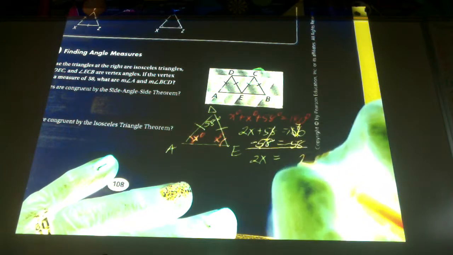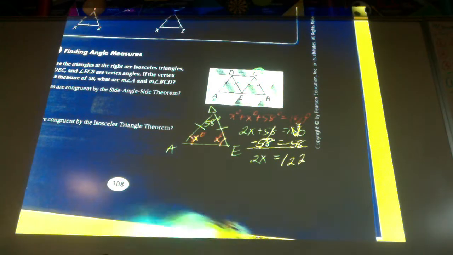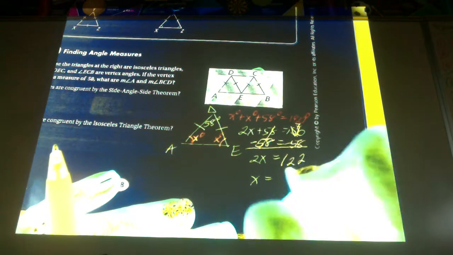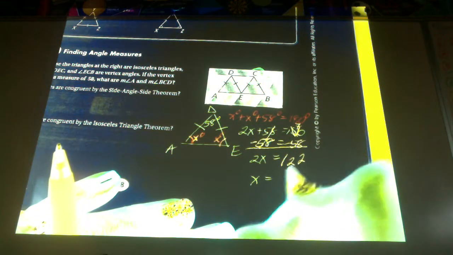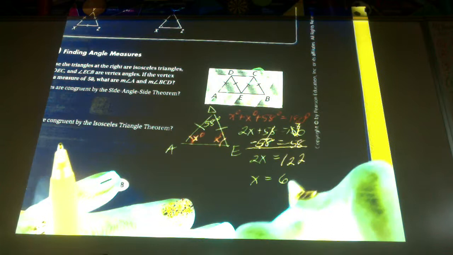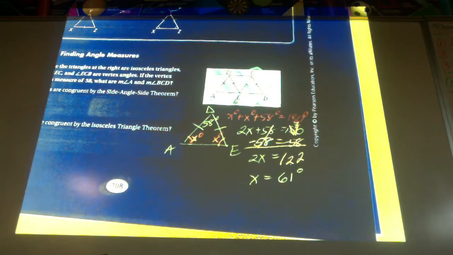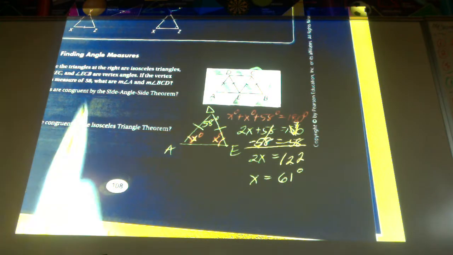And we get 2x is equal to 122. So what does x equal? Divide 12 by 2, you get 6. Divide 2 by 2, you get 1. So x is 61 and x is a full angle, so that's 61 degrees. So that does answer the measured angle A.